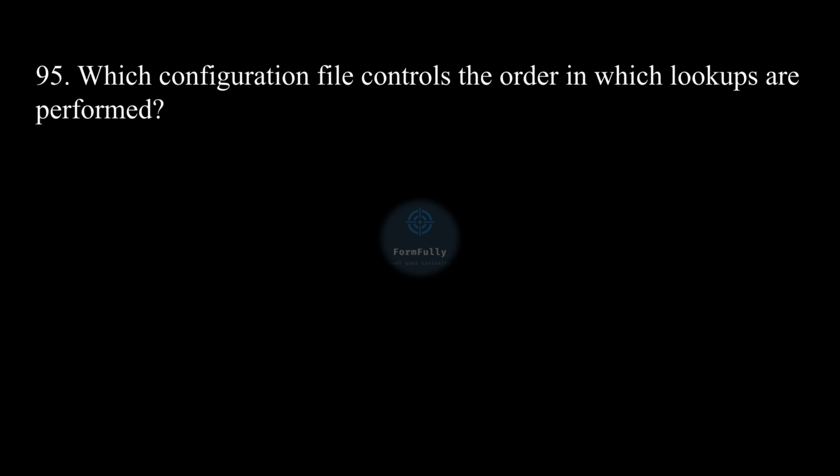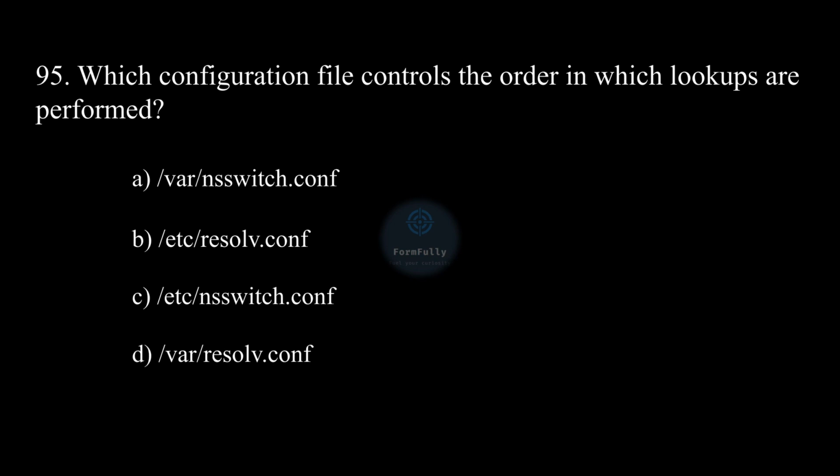Which configuration file controls the order in which lookups are performed? Options are as below. Among the given options, the C configuration controls the name service switch behavior in a Linux system, defining the order and sources used for various system databases like hosts, users, groups. It determines the sequence in which different sources such as local files, DNS, NIS or LDAP are consulted for resolving different types of queries. So option C is correct.